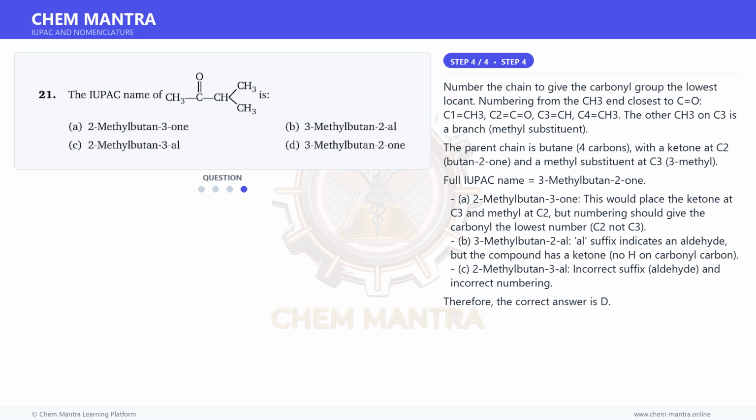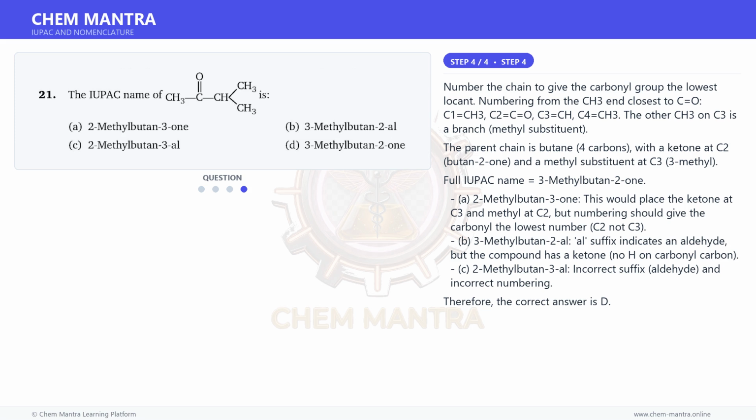The parent chain is butane, 4 carbons, with a ketone at C2, butan-2-one, and a methyl substituent at C3, 3-methyl. Full IUPAC name is 3-methylbutan-2-one.